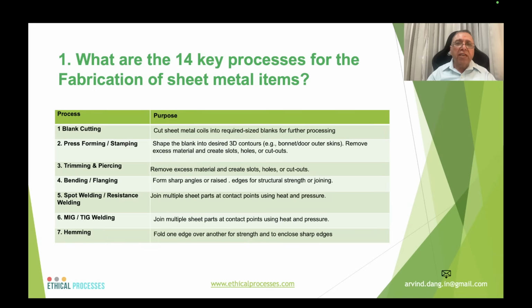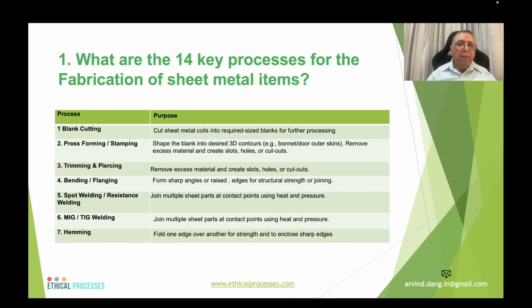Now, what are the 14 key processes for fabrication and sheet metal items? These are now on this slide. I have given column 1 for the processes and column 2 for the purpose. Like column 1 is blanking. Purpose is to cut sheet metal coils into required size blanks for further processing.